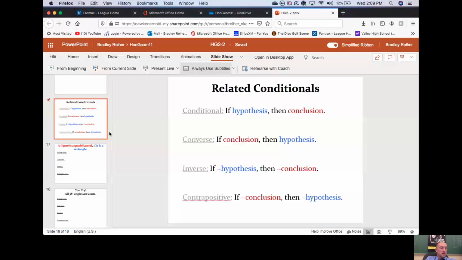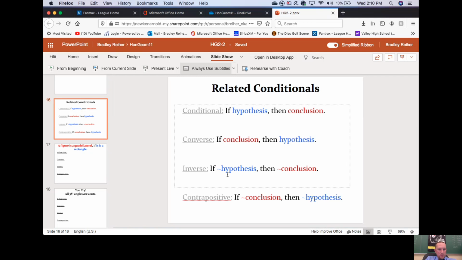In this video for section 2.2, we're going to look at what's called related conditionals. Your conditional statement looks like if hypothesis, then conclusion. You could say if blue, then red. A statement called the converse looks like this. The if and then stay put, but we're switching the red and the blue. So the converse would be if conclusion, then hypothesis. If red, then blue.